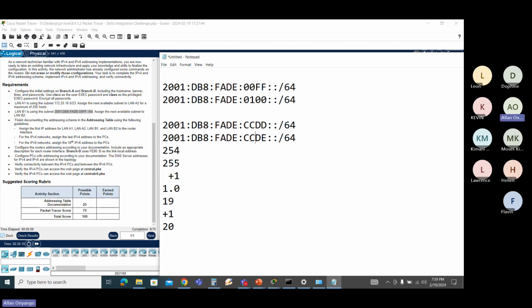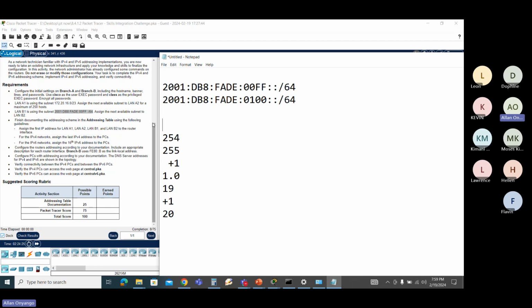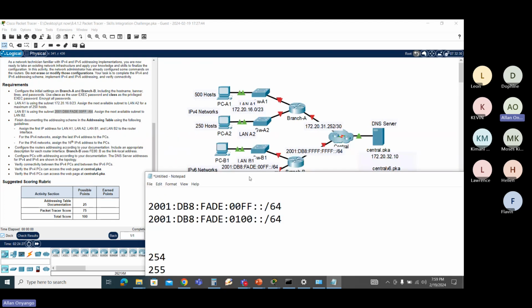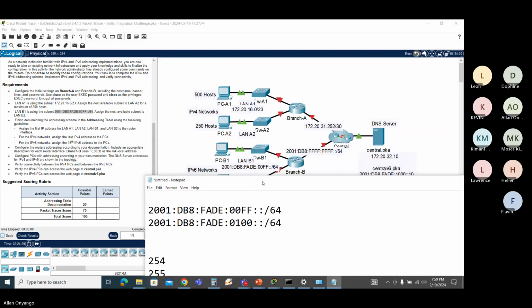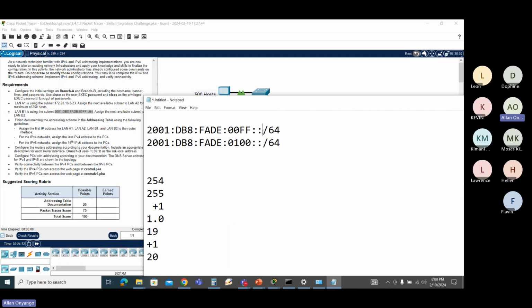You get that? Now, let me go back to our question. Can I remove this one, so that it doesn't confuse people? All right. So these are going to be your two networks. Before I do that, let me explain something. You can see there's no number between the double colon and slash 64, isn't it? What is going to be the first usable IP in this network?